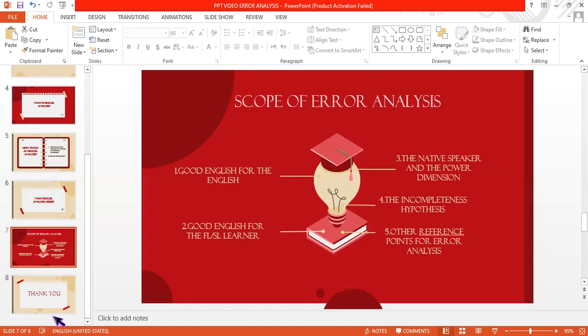The fifth is other reference point for error analysis. There are 3 points. A, language change. B, language loss. And last but not least, C, deviance in literature. I will explain about the language change. A, language change. Language change used to be thought of as a dual philological field of study, involving the parroting of sound change and vowel shift.